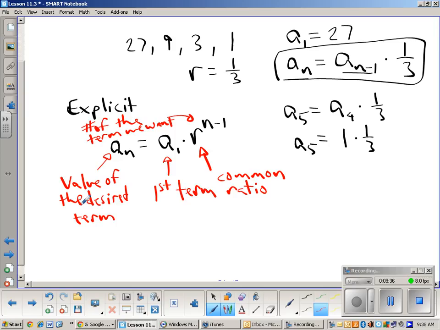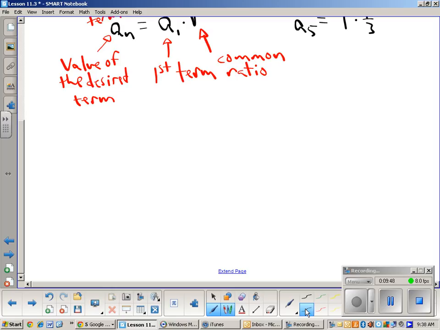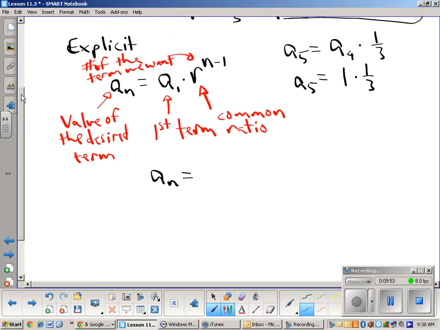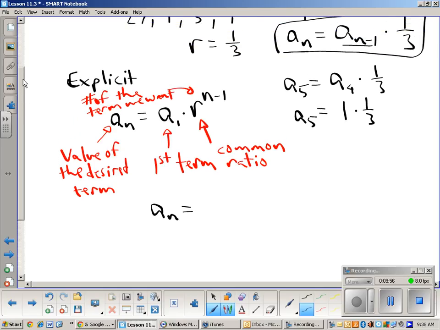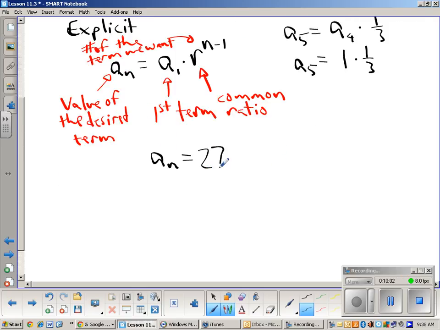So if I want to write the explicit formula for this sequence right here, we would say a sub n equals a1, which is the first term of this sequence, so 27, times one third to the n minus 1. In fact, it might be better to use parentheses. And to what power? N minus 1. How would you find that, or would you just leave it at that? You just leave it at that.